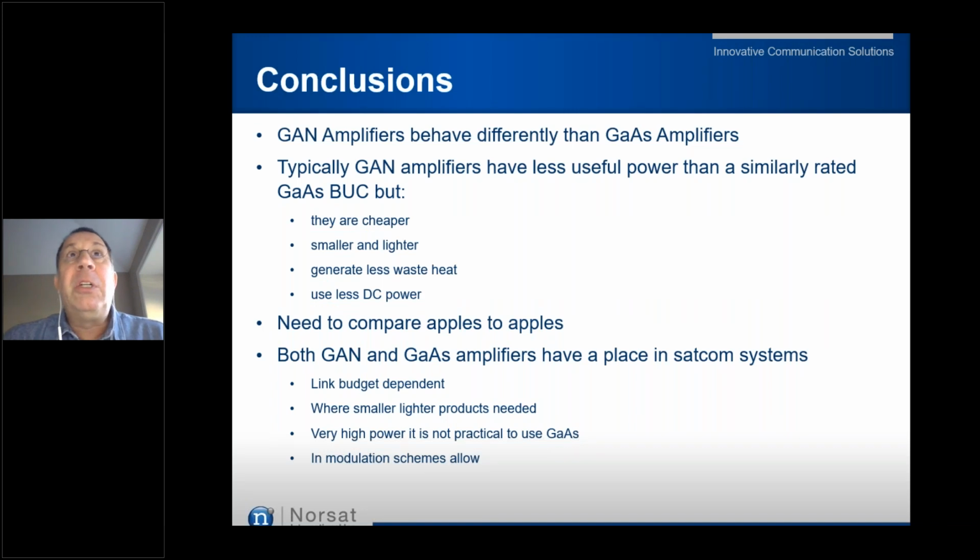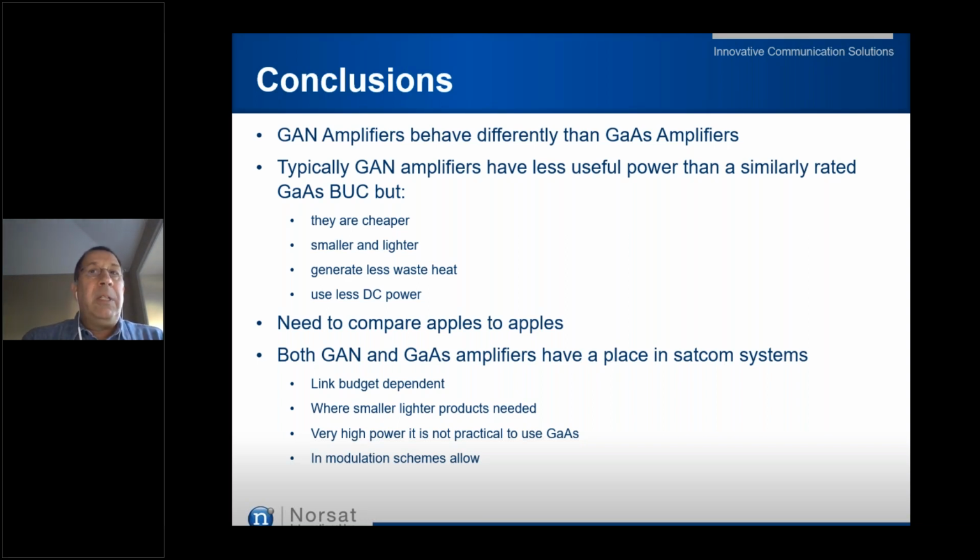Okay, so just a few conclusions. As we've seen, GaN amplifiers do behave differently than GaAs amplifiers. Typically GaN amplifiers have less useful power than the similarly rated GaAs. When I say useful, I'm really thinking of the two-tone intermod or the spectral regrowth. But while GaAs do outperform them a little bit in that respect, GaN BUCs are cheaper. They're typically smaller, lighter, use less DC power, and generate less heat. So there are certainly areas where the GaN product is a better choice.